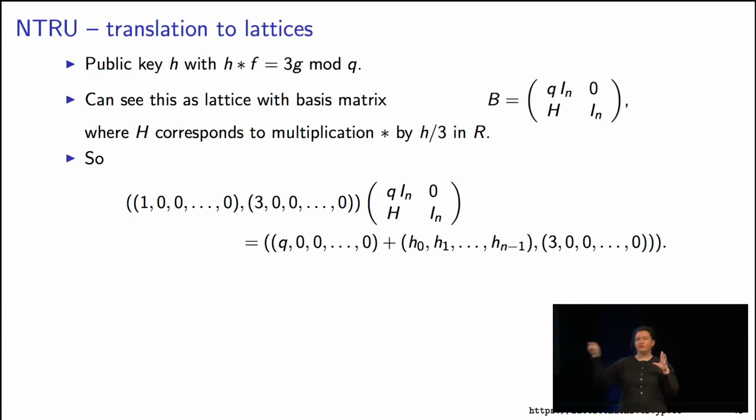In each row of H, I've been putting all the coefficients of little h, well actually divided by 3, but okay, such that if I take any vector as a polynomial, say this first vector there, this 1, 0, 0, 0 would be the constant 1, the other one would be the constant 3, such that it corresponds to multiplication by the polynomial h.